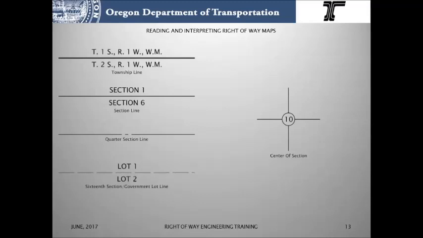Okay, township lines, very thick line. Section lines, going to be a little thinner. A quarter section line is a very long dash with a short dash in between. And then your 16th section or government lot line is kind of a medium long dashed line. And then in the center of section, you're going to see a circle, and that will have the section number within the circle. That indicates the center of a section.